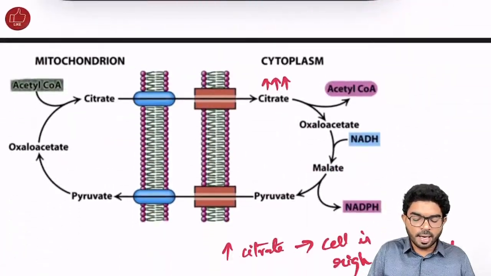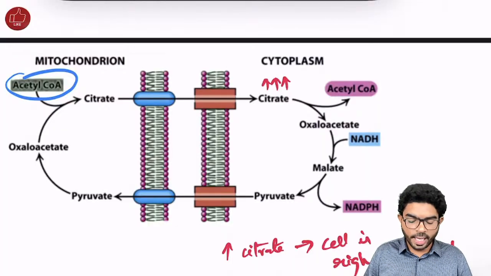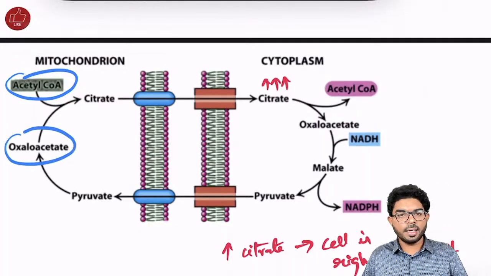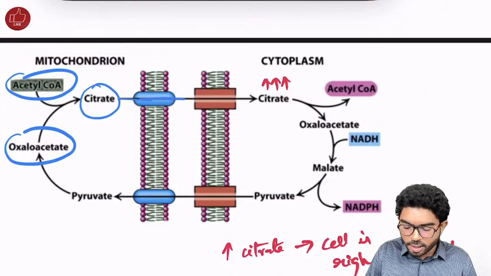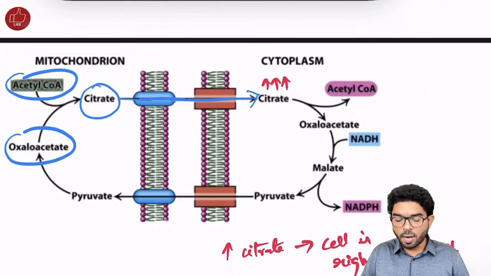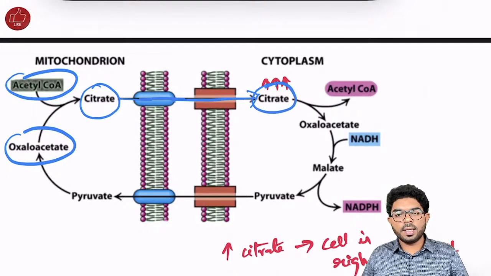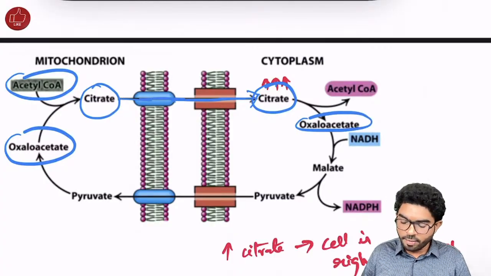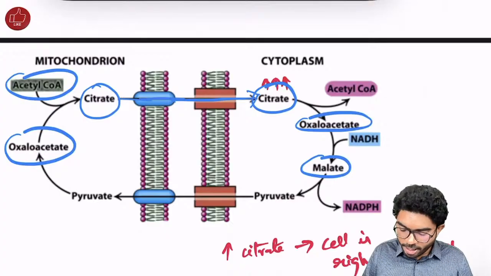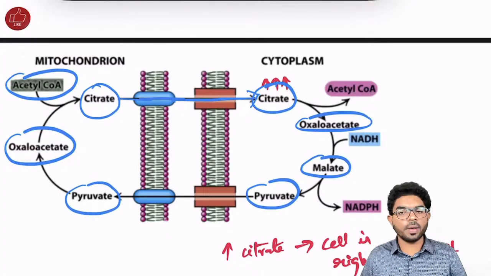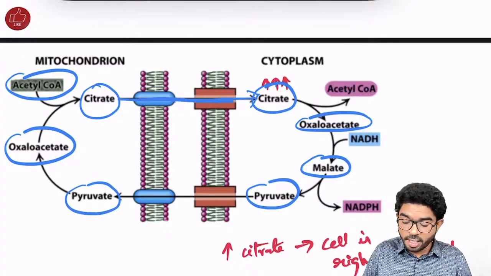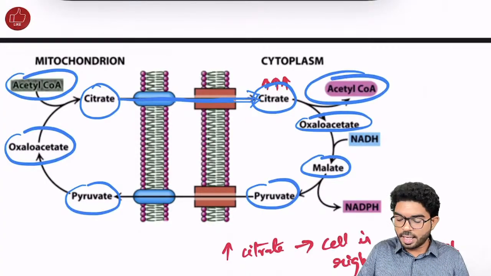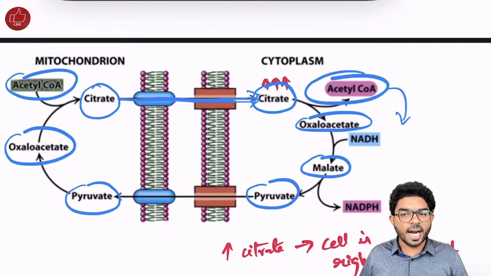This acetyl-CoA reacts with oxaloacetate and forms citrate. The citrate enters from the mitochondria into the cytosol. Citrate then forms oxaloacetate, oxaloacetate forms malate, malate forms pyruvate, and this pyruvate comes back to the mitochondria. The citrate produces acetyl-CoA back, and this acetyl-CoA is mainly responsible for fatty acid synthesis.